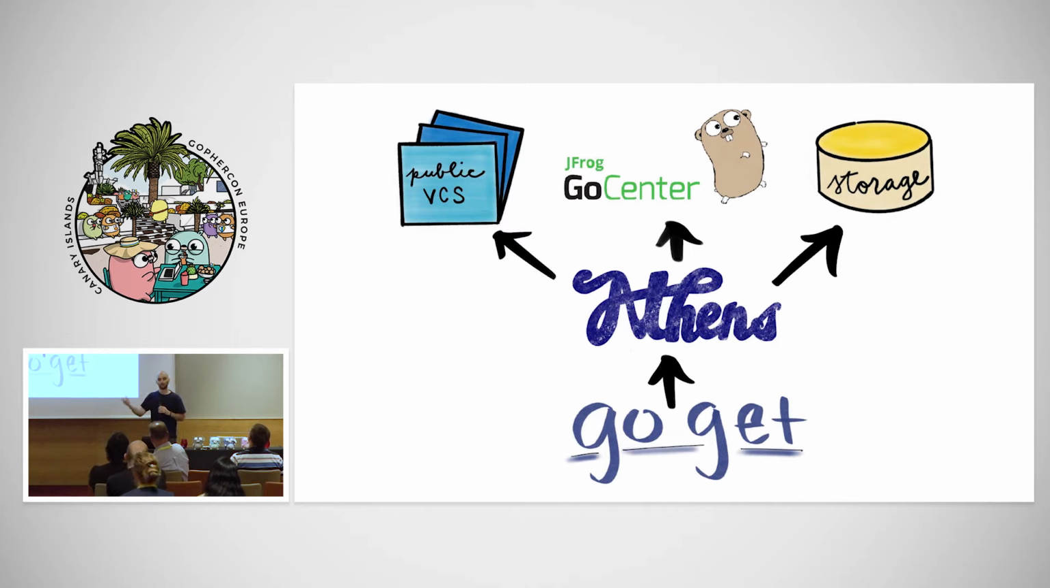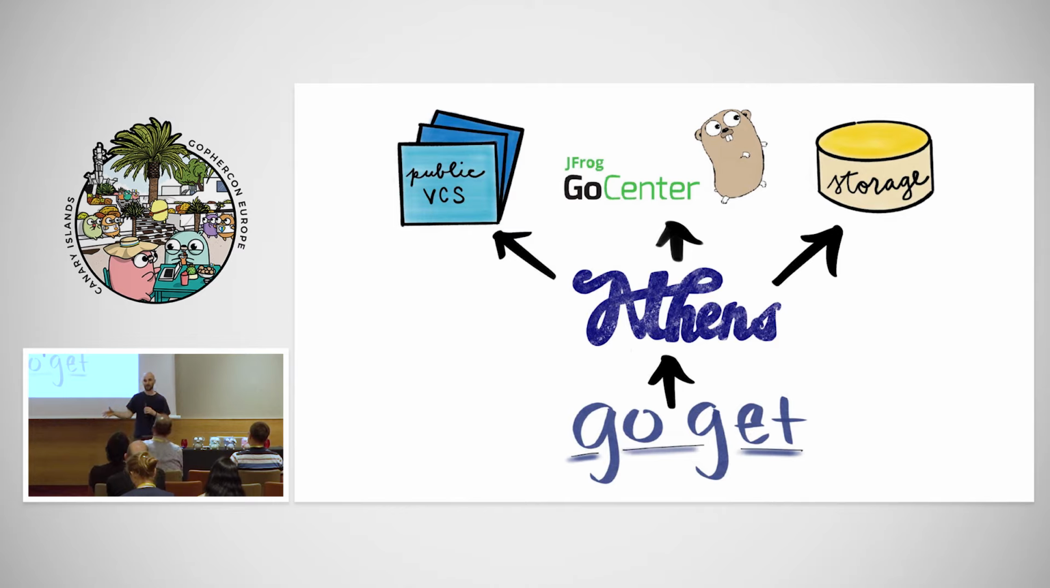And go get uses Go modules, so anything that implements that protocol will work. Now, the way that Athens works is that if you do a go get to Athens, it will take your go get request and look in its own database to see if that module is there, and it can fulfill your request for that code. If it's not in storage, it treats it essentially as a cache miss.